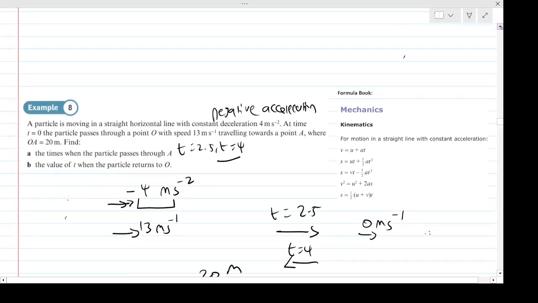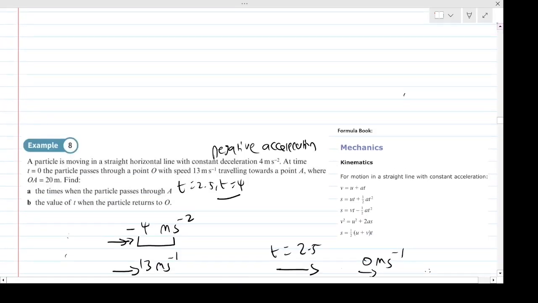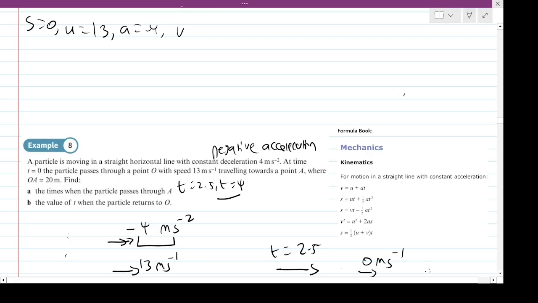So I'm going to write it up here. S is 0. Then U, again, U will still be the same. It's 13 if it's going forwards. So U is 13. That starts off at 13. A, again, the acceleration is still -4. V, again, I still don't care about. And T, but T is what I want to work out, right? So again, I'm going to use this formula here. S is ut plus a half at squared. But now I'm going to set S to 0.